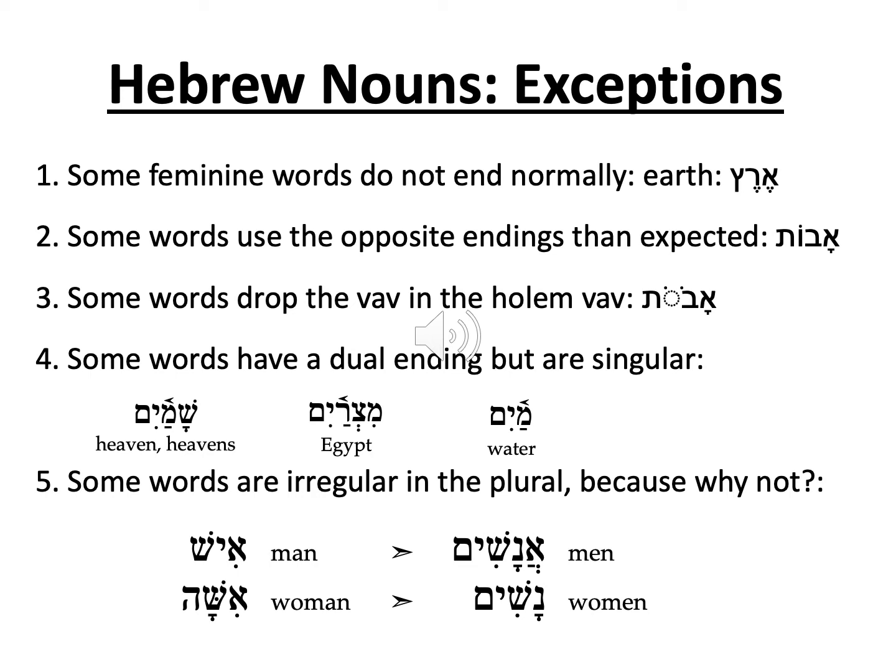And then finally, a fifth exception. As in English, some words seem to have absolutely no connection between their singular form and the plural. Man, ish, becomes anashim. Woman, isha, becomes nashim. Why? Why not? But again, you simply just get used to seeing it in the text. Simply just be aware that there are exceptions to these rules.